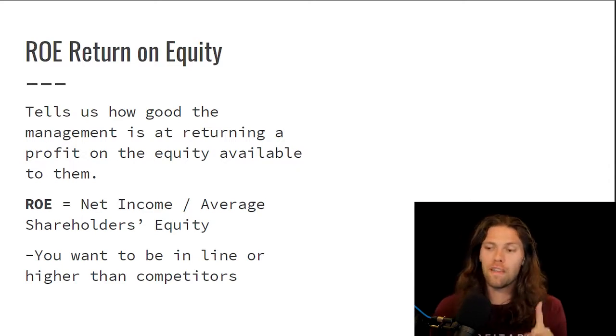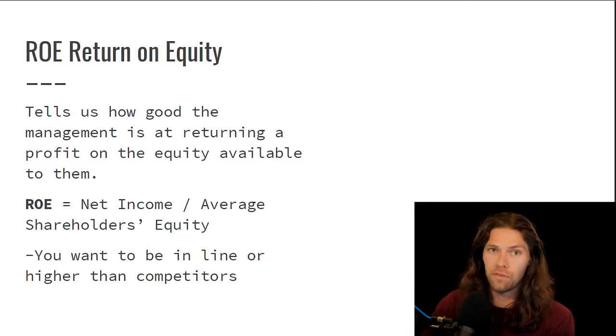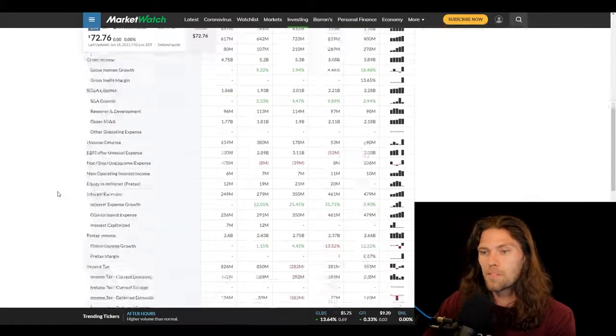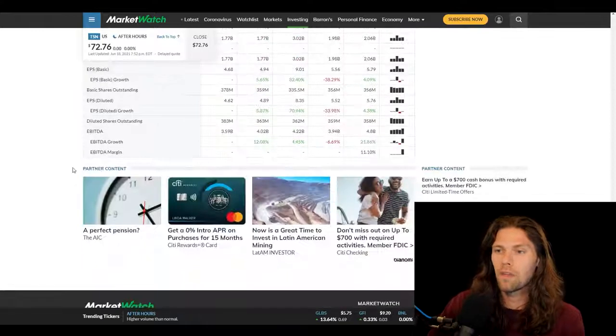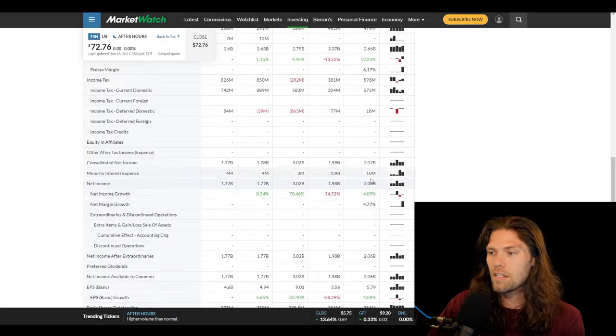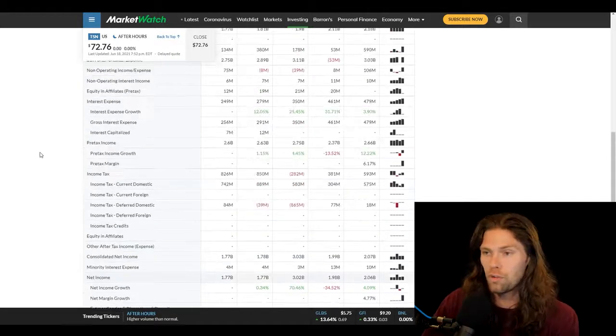This is a very important one that you compare to competitors, and it's a very useful metric. So let's show how you actually find the numbers here. In order to find net income, you go to the income statement, you scroll down, and you'll see net income. We see $2.06 billion. Now we need the average shareholders' equity.